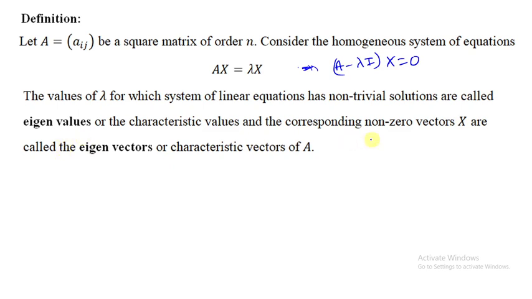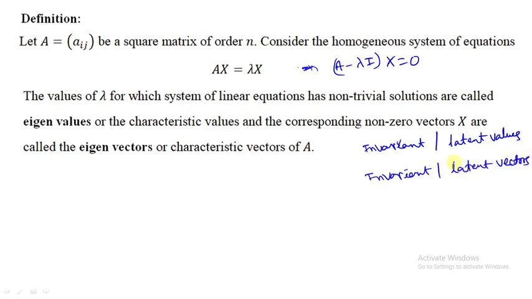Sometimes we can say the eigenvalues or characteristic values, invariant values or latent values. Also, the eigenvectors or characteristic vectors are also called invariant vectors or latent vectors. The same word. Latent vectors, invariant vectors, characteristic vectors, all are the same.